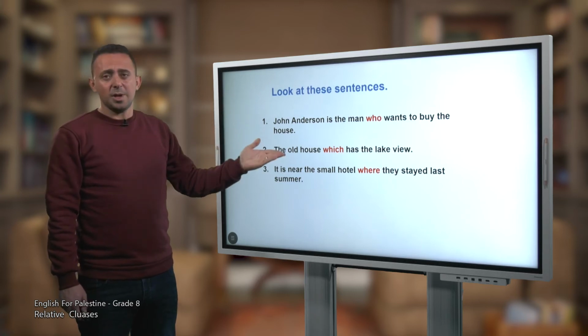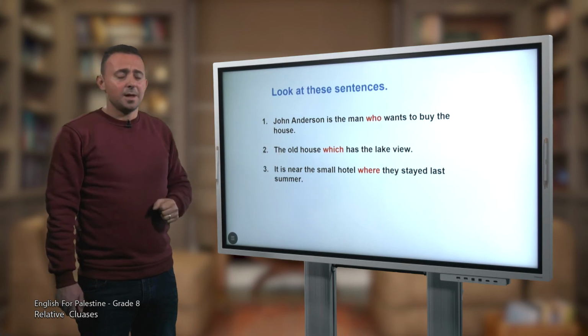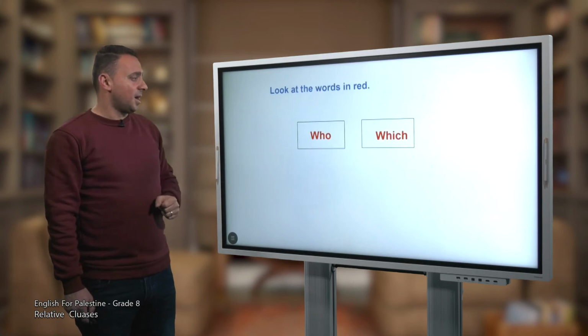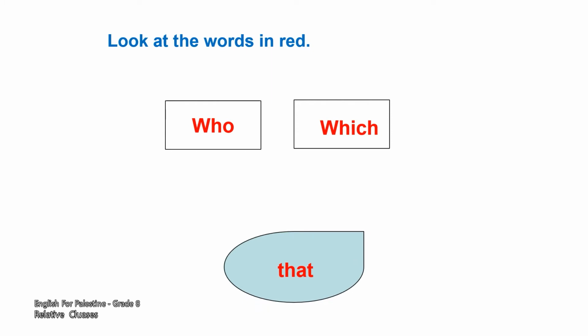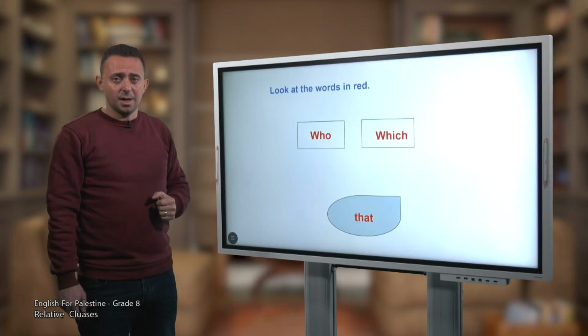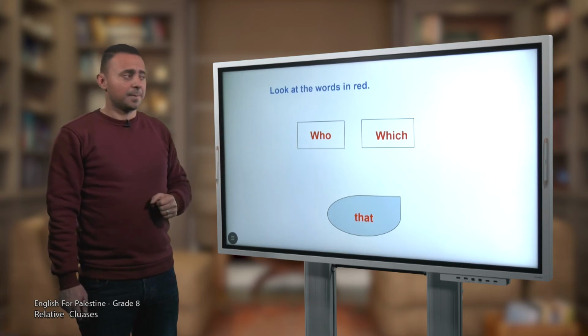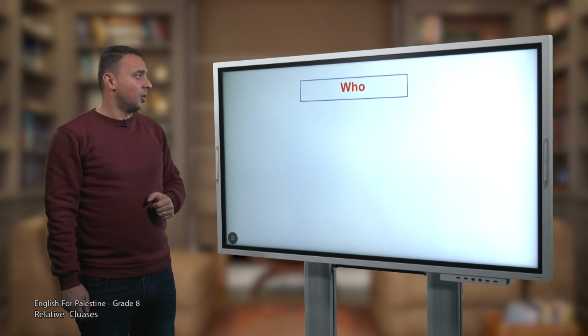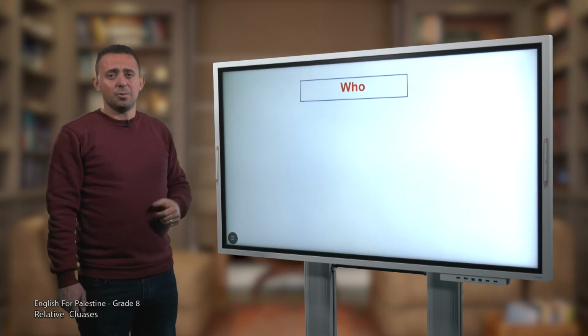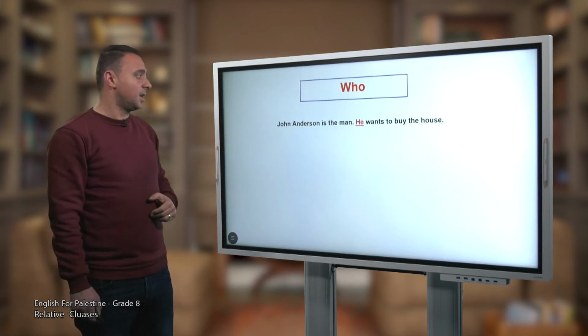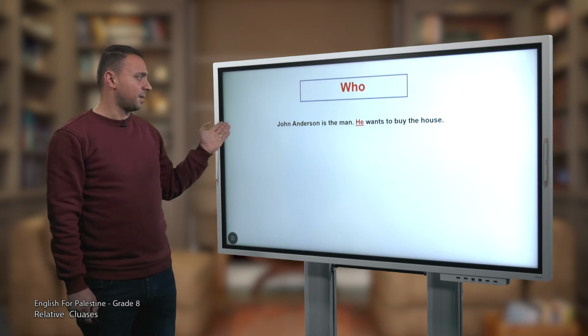Today we will learn how to use relative pronouns like who, which, and that. And later on we will learn how to use where. These words are called relative pronouns. Let's continue. Who. When do we use who? Let's see the first example.